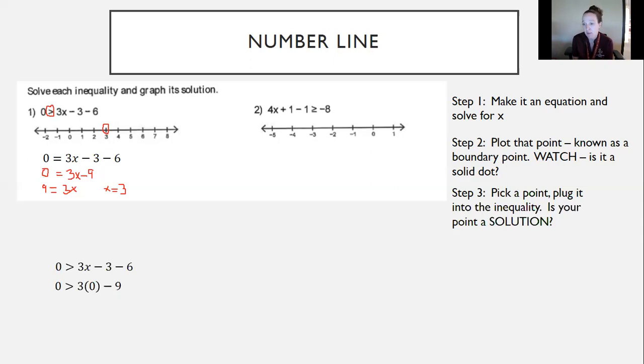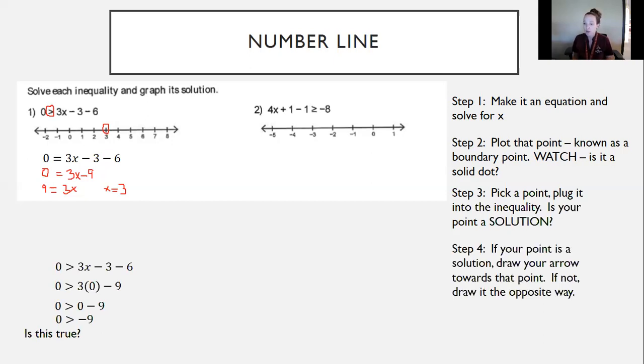Wherever I see x, I'm going to plug in 0. I picked that point. If you want to pick -100, pick -100. I'm going to make my life easy. So pick 0 and then solve. Well, 3 times 0 is 0. Okay, 0 minus 9 is -9. Is 0 greater than -9? Okay, that's the question. Is that true?